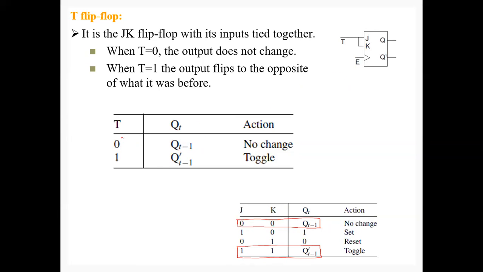Okay, so this is the truth table for T flip-flop. So T equals 0, no change. T equals 1, toggle, okay? That's the T flip-flop.